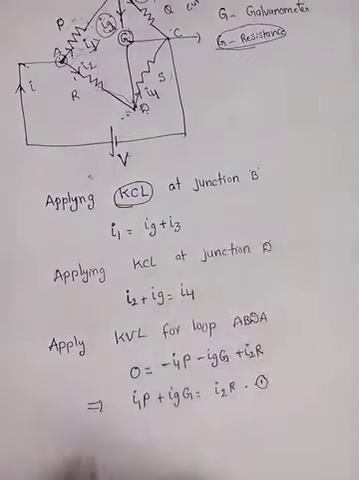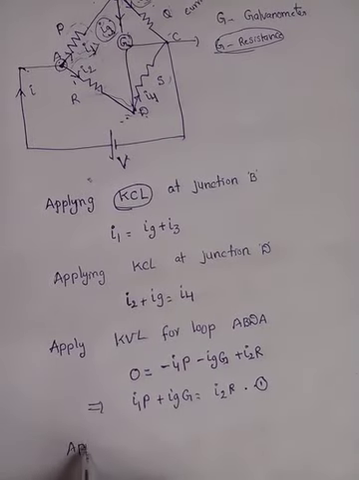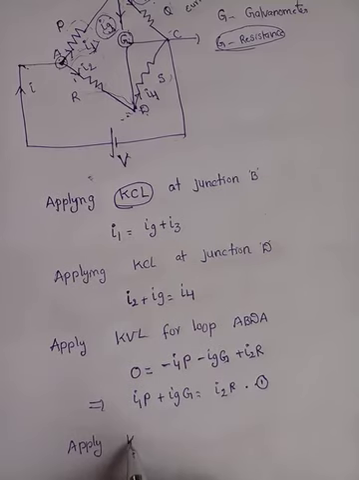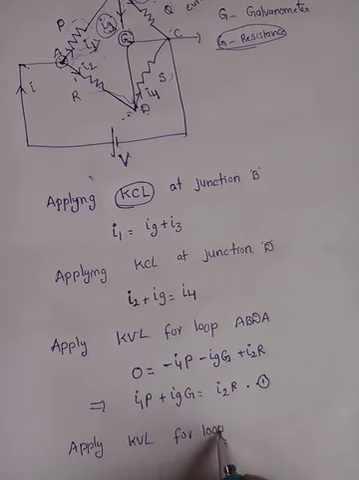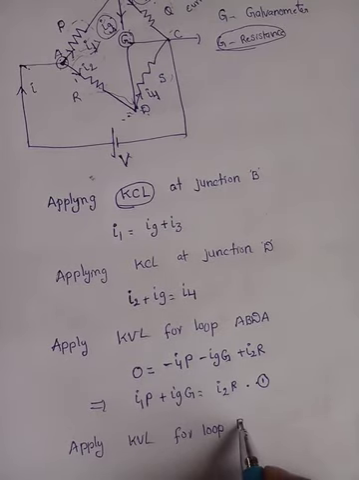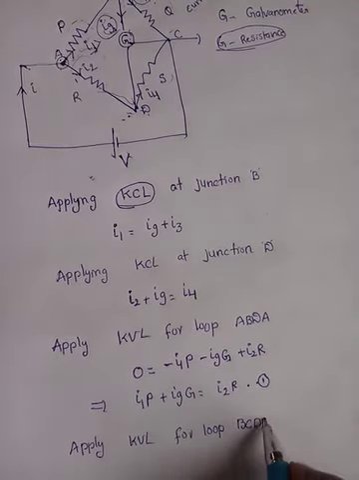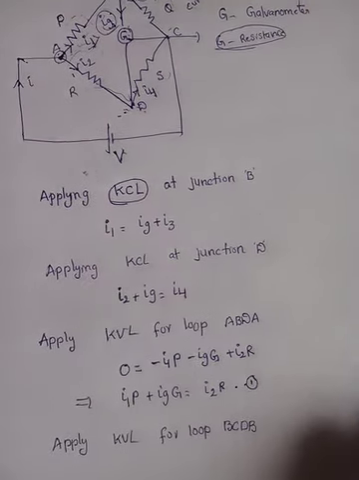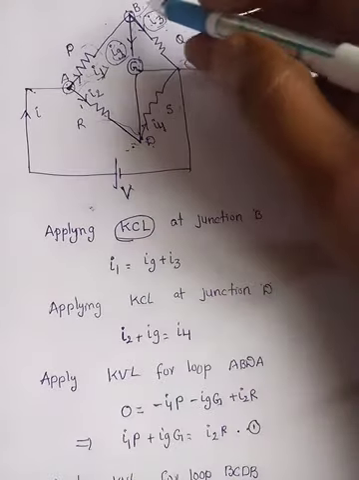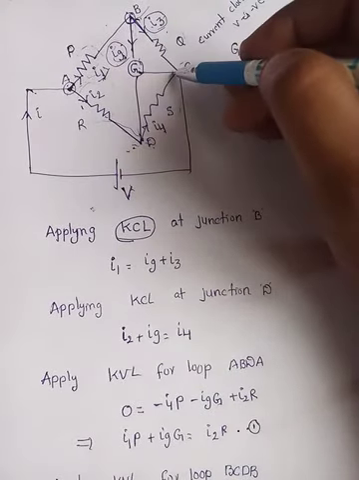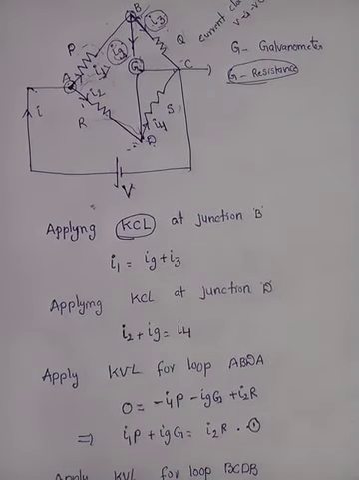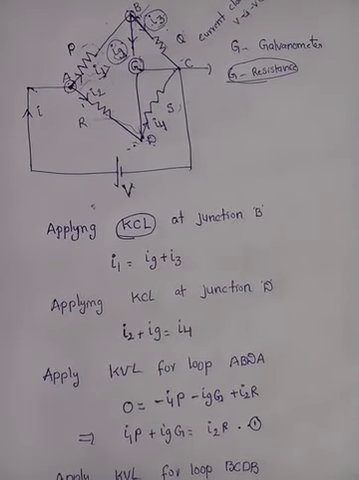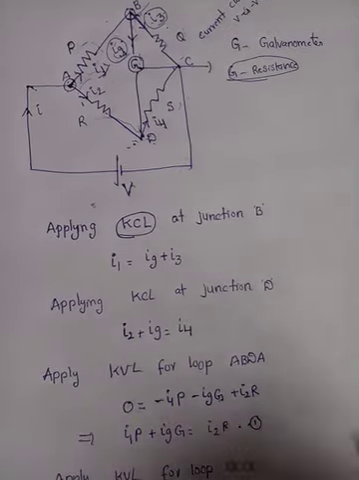Now one more loop is there. You can apply directly. Apply KVL for the loop BC DB. See, this is clockwise. Here any extra source is there? No, 0. Clockwise means potential is negative, minus I3 into Q.